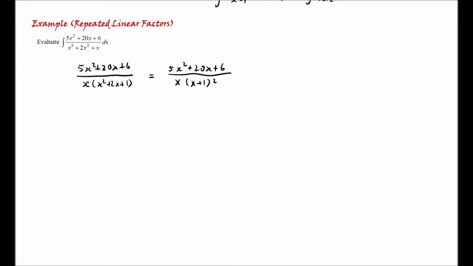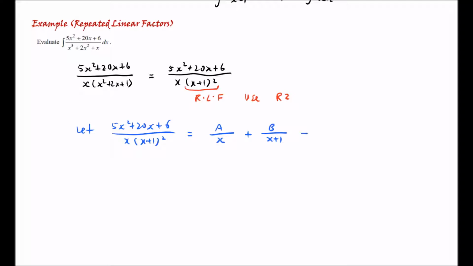Now clearly this is your repeated linear factor, right? So to break into partial fractions, we use rule 2. Rule 2 is for repeated linear factors. If you cannot remember, you can refer back to the previous video regarding the introduction of partial fractions. So we say let 5x squared plus 20x plus 6 over x(x plus 1) squared equal a over x. This is rule 1. Rule 2 is b over x plus 1 plus c over (x plus 1) squared.